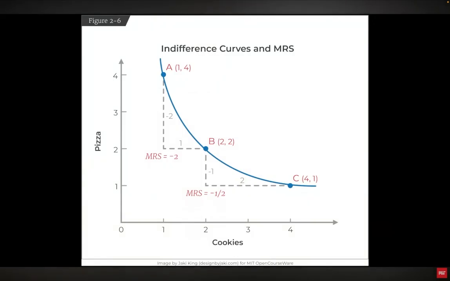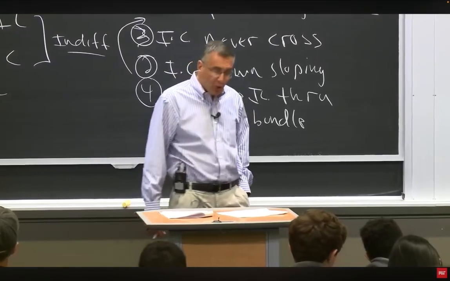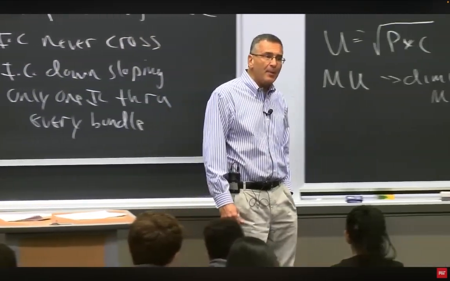So what's the slope of the indifference curve? What's the arc slope between point A and point B? The slope is -2. So your marginal rate of substitution is -2. You're indifferent between 1, 4 and 2, 2. Therefore, you're willing to give away 2 slices of pizza to get 1 cookie. Delta P over delta C is -2. Now, it turns out you can define the marginal rate of substitution over any segment of an indifference curve.